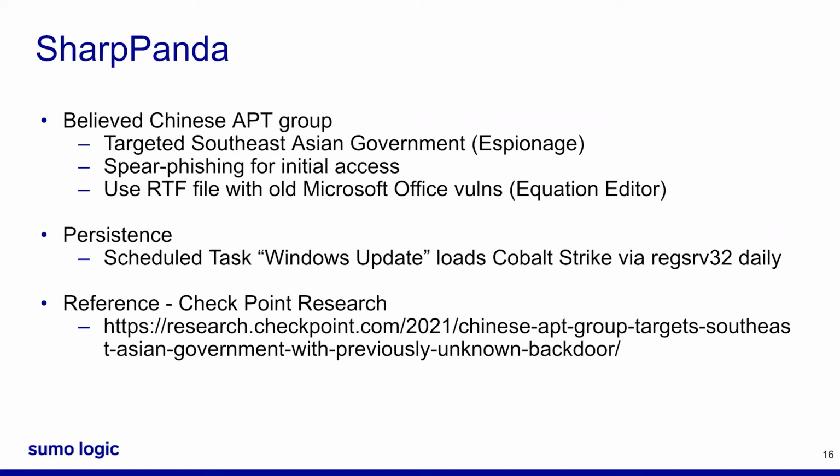So we'll just give you an example. This is one of the groups. This is Sharp Panda. So hypothetically, it's a Chinese APT group targeting Asian governments. They utilize spear phishing. They use RTF files. This is the equation editor vulnerability from back in the day. And their persistence is a scheduled task called Windows Update. This loads Cobalt Strike via regsvr32 daily.